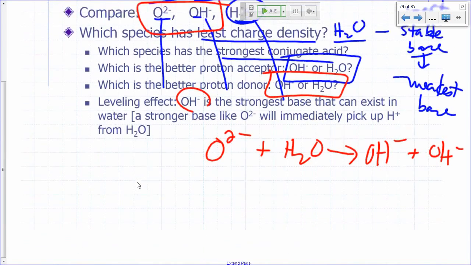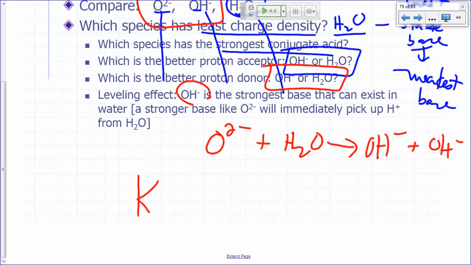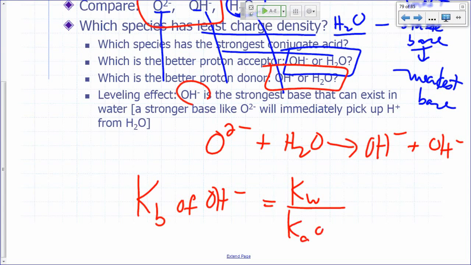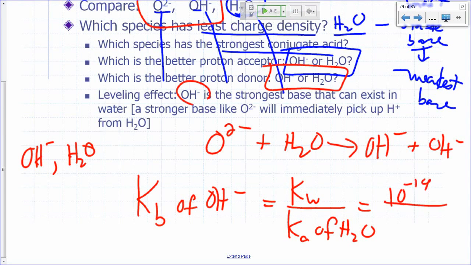What's the Kb of hydroxide? That's going to be what? Kw divided by the Ka of, what's the conjugate acid of hydroxide? Water, right? Hydroxide, the conjugate acid, one more proton, would be H2O. So it's 10 to the negative 14. What was the Ka of water?